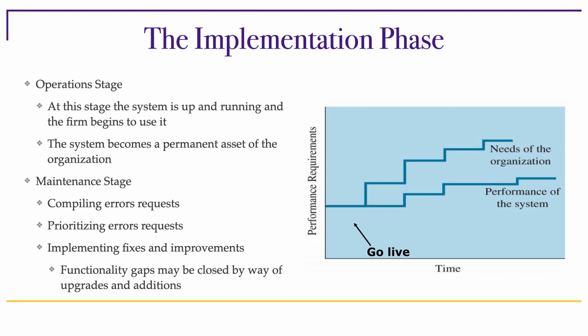So once installation has occurred, the last two stages in the implementation phase are operation and maintenance. The operation stage is sometimes called the infusion stage. It is the stage at which the system becomes part of the organizational work system, the way of working for the organization. It becomes a permanent asset of the organization, and it becomes infused in the way we operate in the firm. Then at this stage, we come back into the cycle.